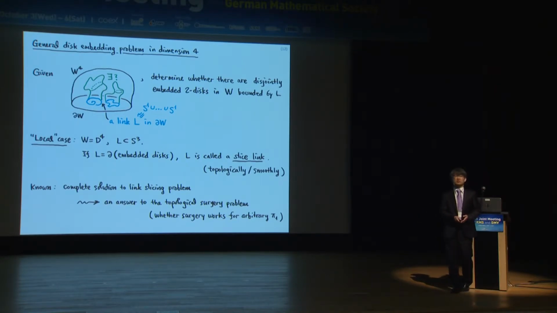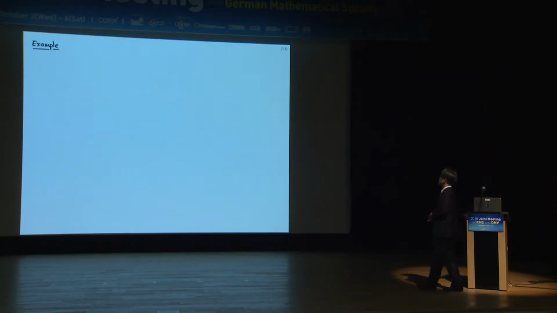The topological surgery problem in dimension 4 asks whether the topological surgery machinery works for arbitrary fundamental group. Freedman's wonderful discovery was that this can be done in the case of simply connected four-manifolds, and more generally when the pi 1 is not too complicated, very briefly speaking. But the central question here is whether topological surgery works for any case. And a complete understanding of the local case will give us an answer. So let me show you some examples.